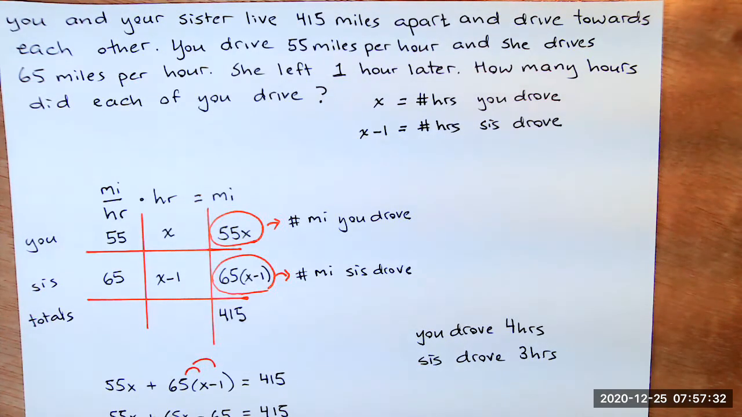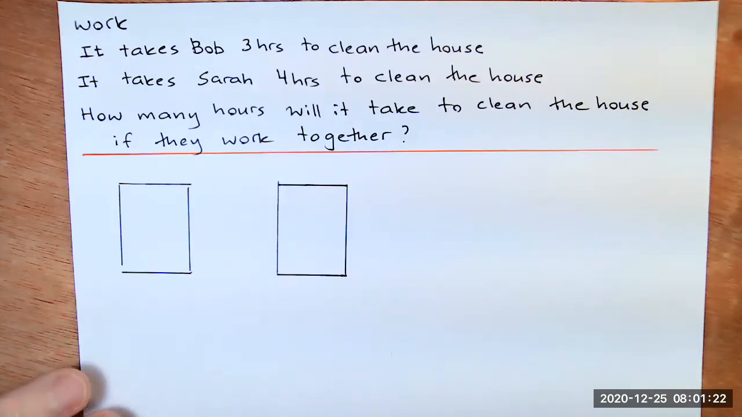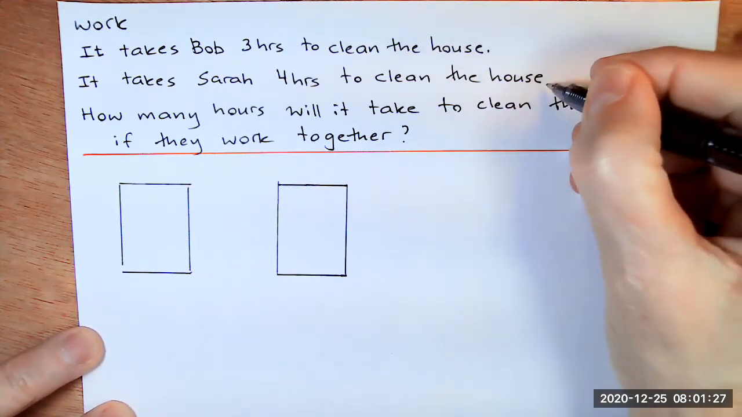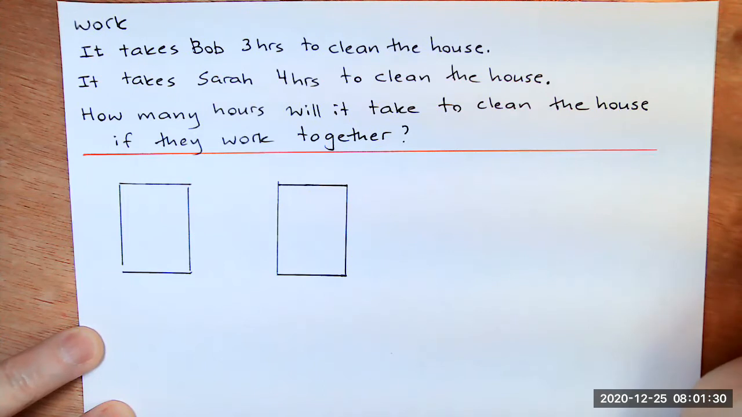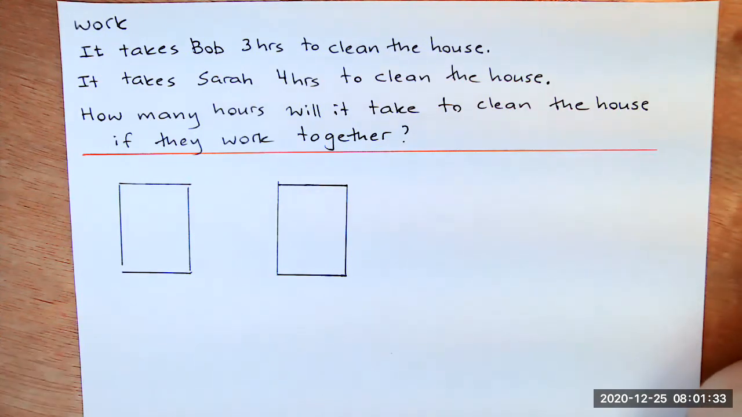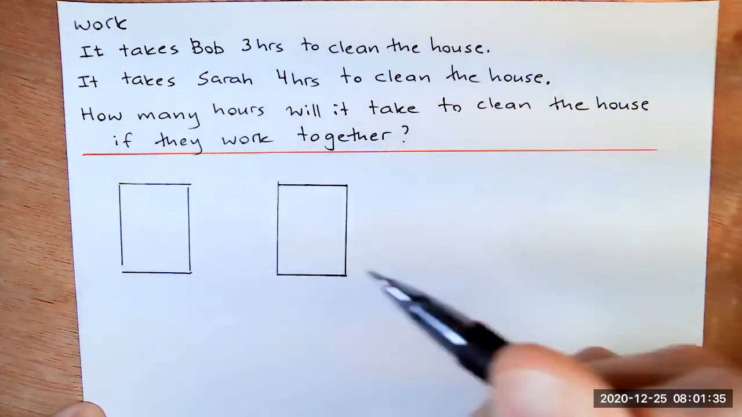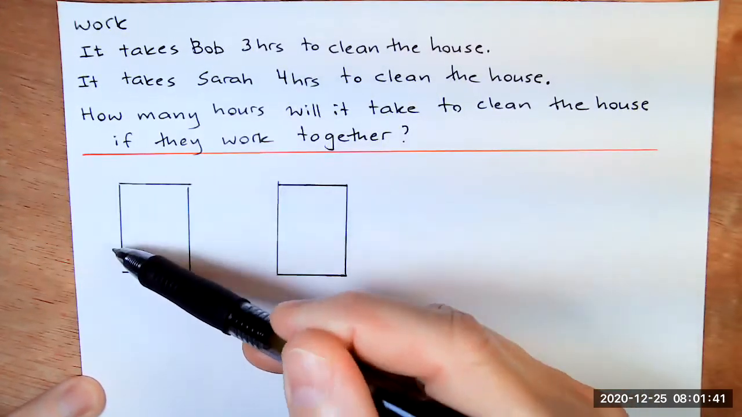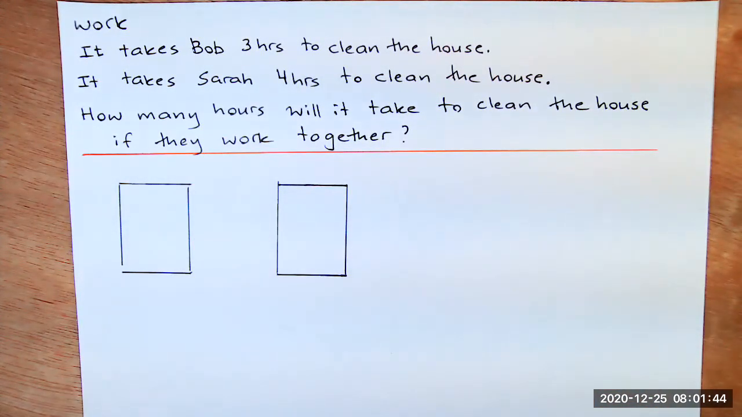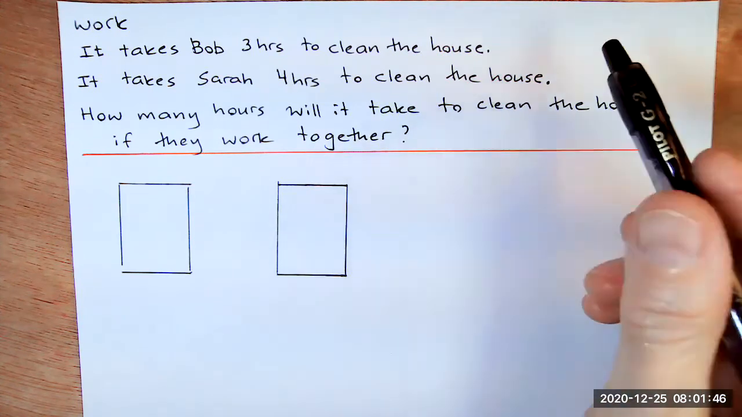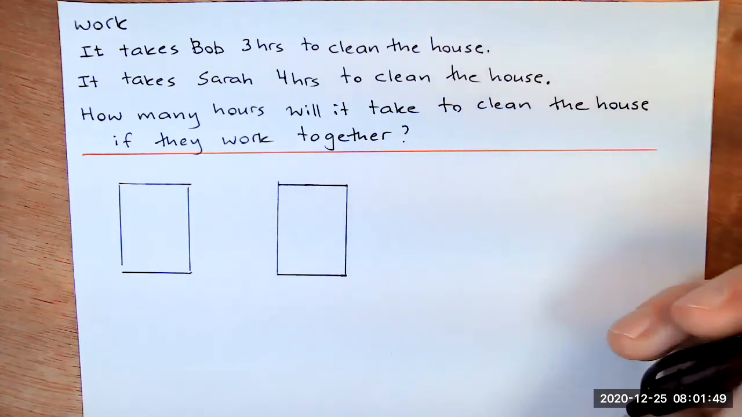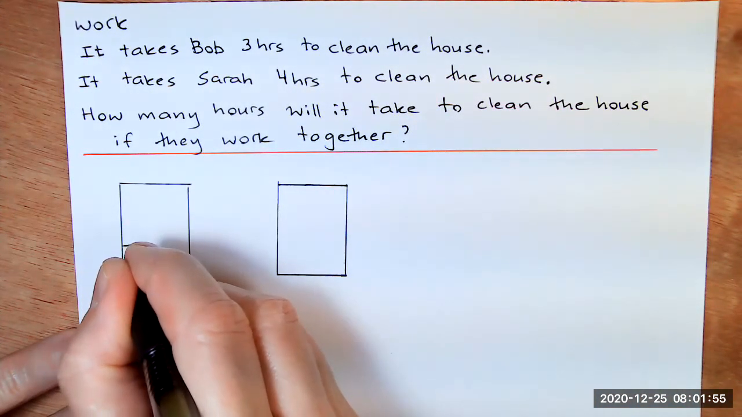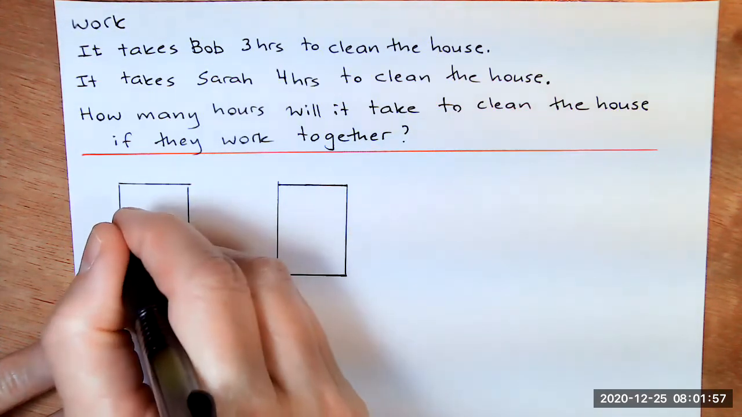All right, let's do another. All right, work problems are another really fun type of word problem. There's multiple correct ways to do this, like most problems. So we'll look at one. All right, it takes Bob 3 hours to clean the whole house. So what part of the house can Bob clean in 1 hour? Well, if it takes 3 hours to clean the whole house, he can clean about a third of it in 1 hour.